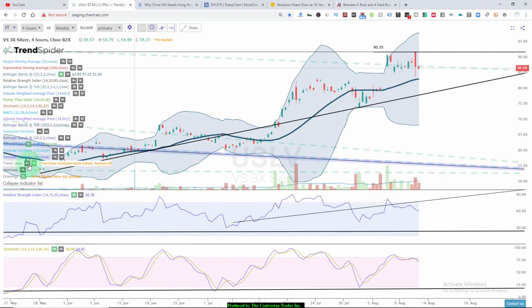Now, when you overlay on a 4-hour chart the weekly support and resistance levels as represented in dashed line, you could see that we're struggling here to rally through the 86.98 level on USLV.